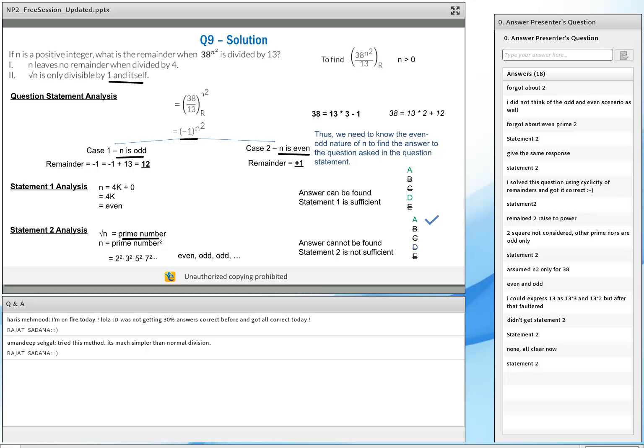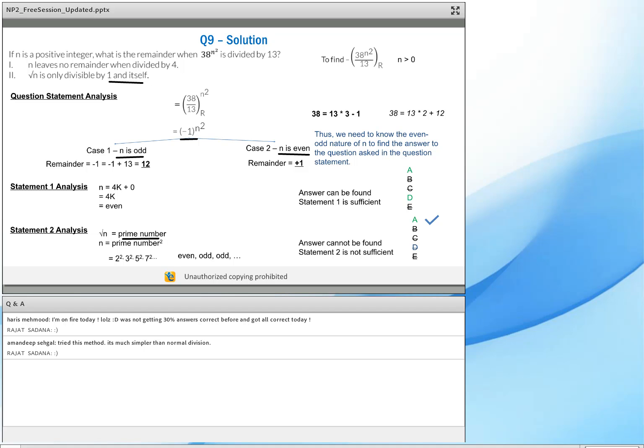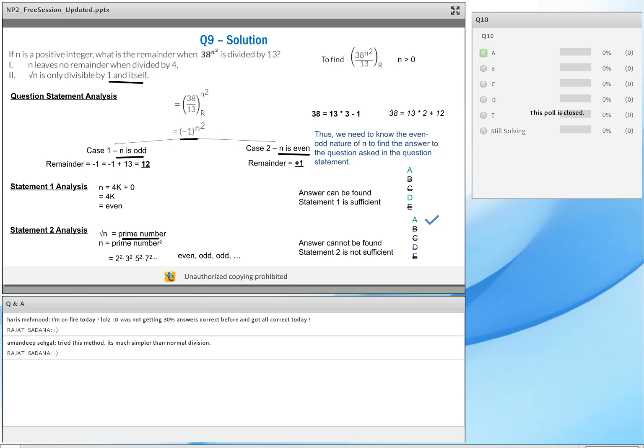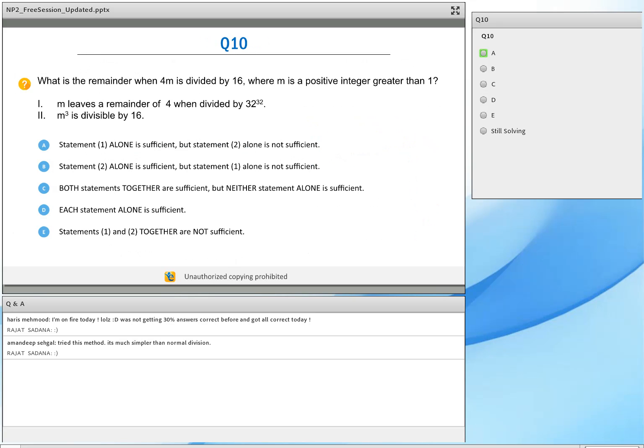All right, let's go towards the last question for the day. Three, two, and 1. Here is the last question for the day.